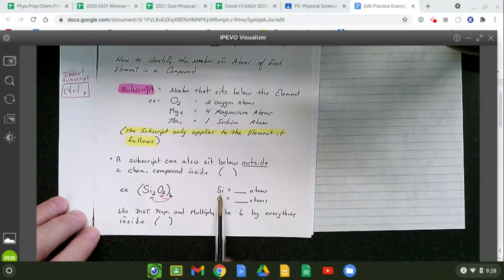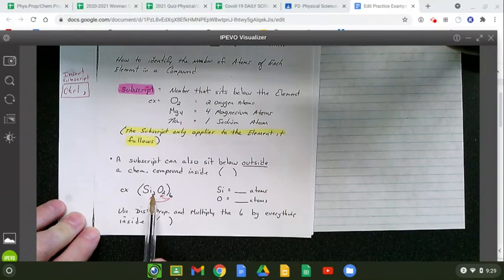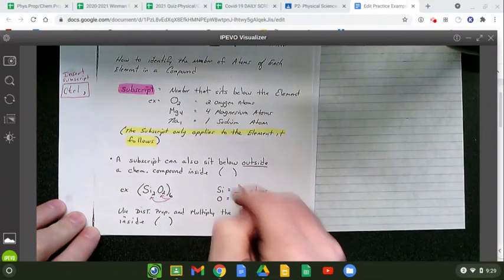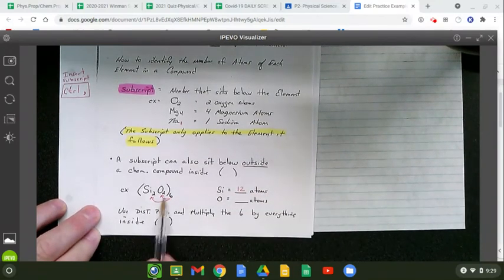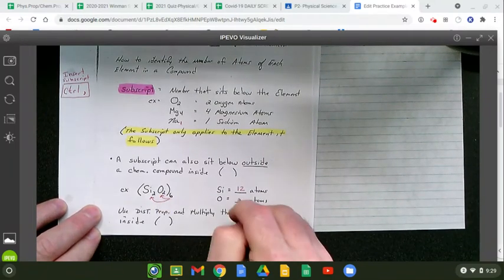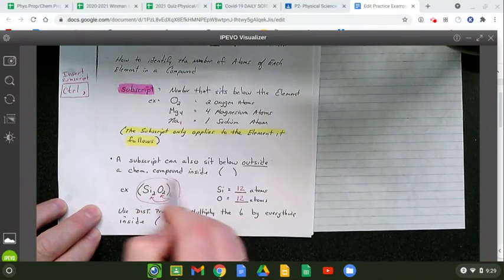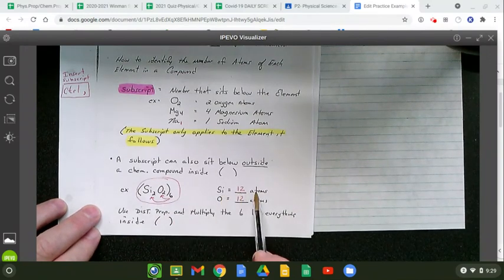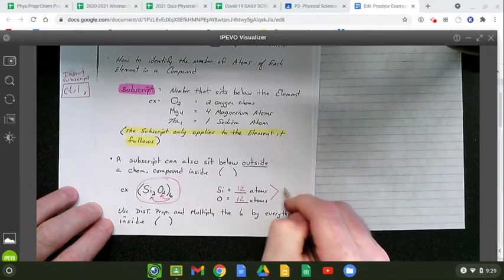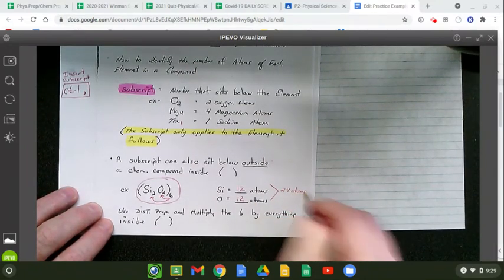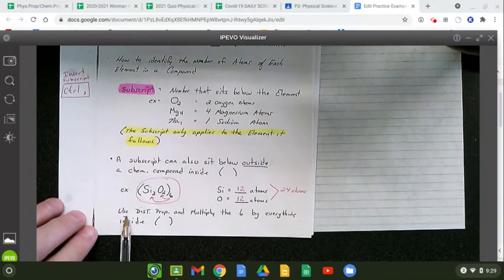Here on the right, I've made my list. We have 6 times 2, which gives us a total of 12 silicon. And then how many oxygen atoms do we have? We have 6 times 2, which gives us 12. So in this whole compound, we have 12 silicon atoms and 12 oxygen atoms, for a total of 24 atoms in the compound. Again, use the distributive property and multiply the 6 by everything inside, which is what we did here.